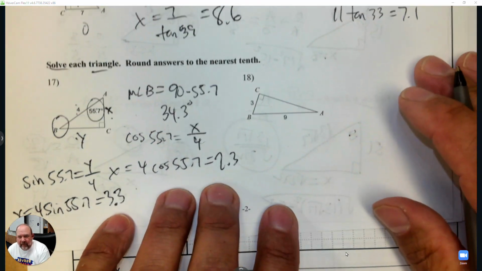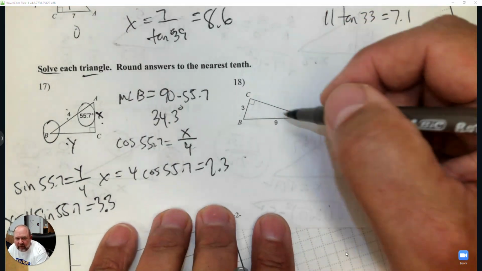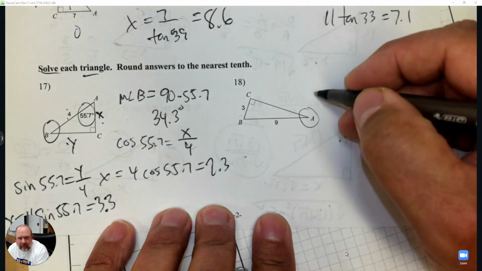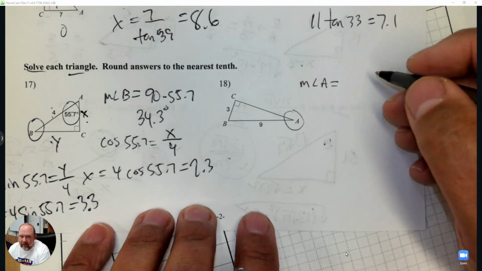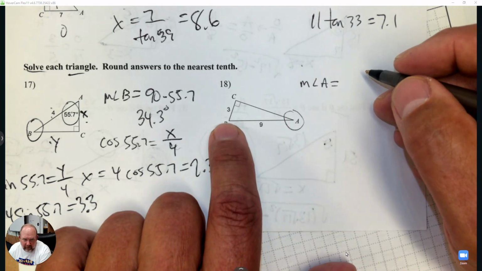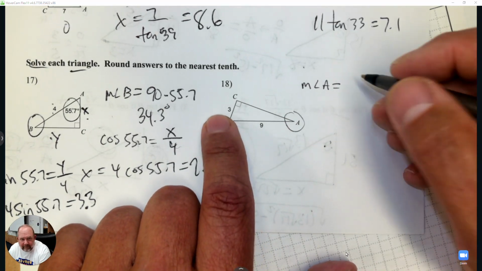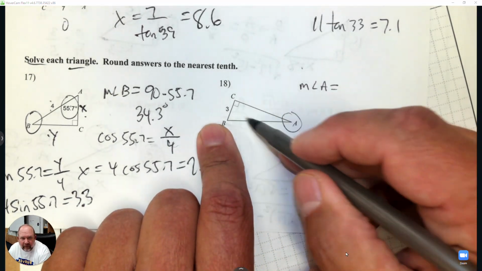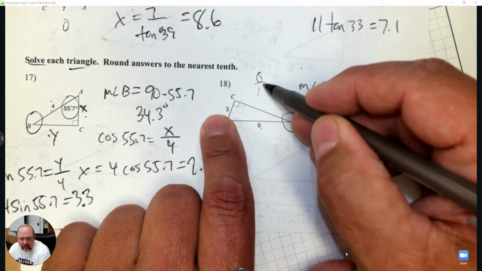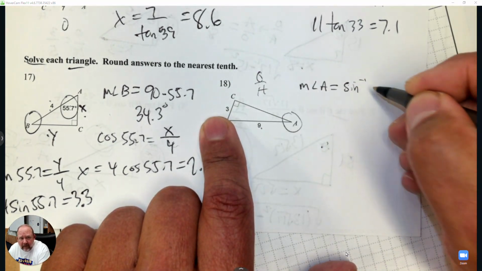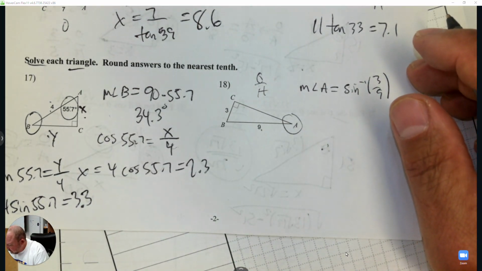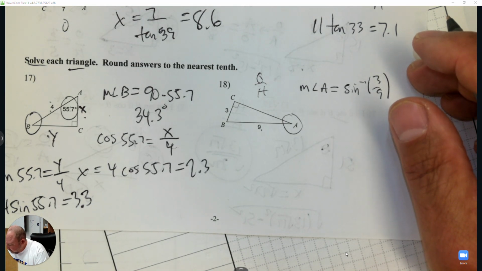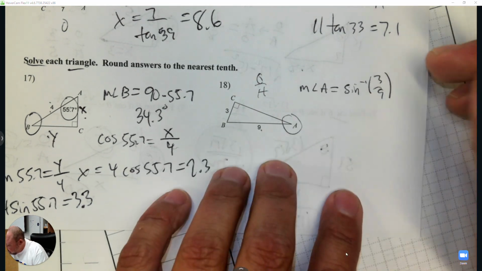All right, last one like this, I think, or is there a couple more on this side? No, that's it. All right, number 18, can you solve this triangle? Again, what are the parts that are missing? The measure of angle A, I can do that quick. I don't know the other angle, but I can do it using trigonometry. A is opposite over hypotenuse, so that's inverse sine, 3 over 9. That's about 19.5.